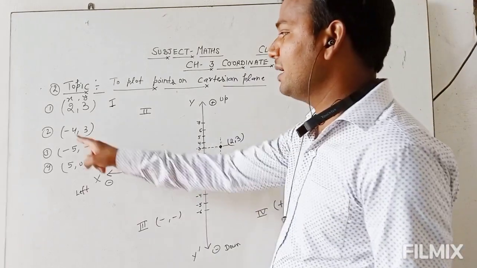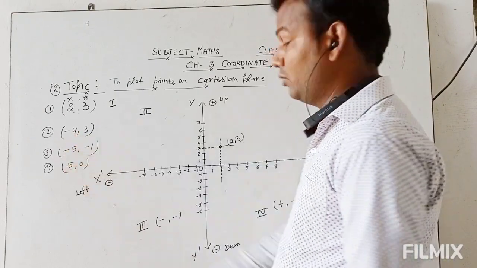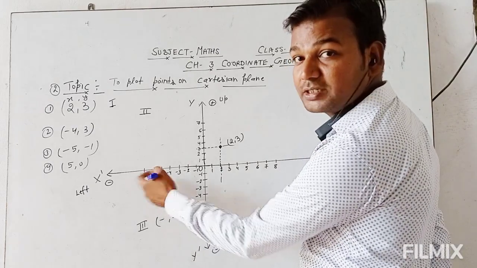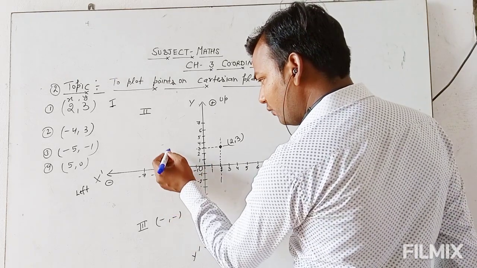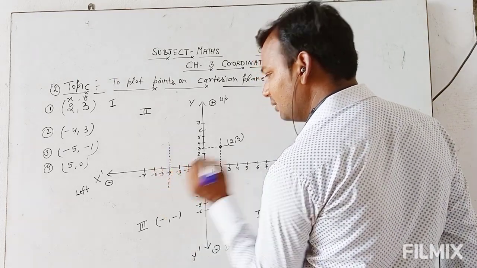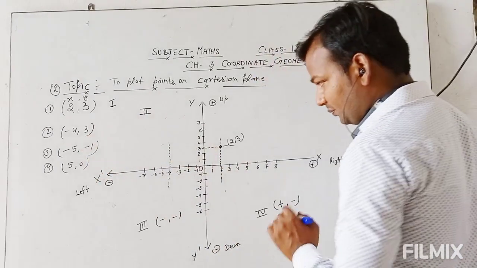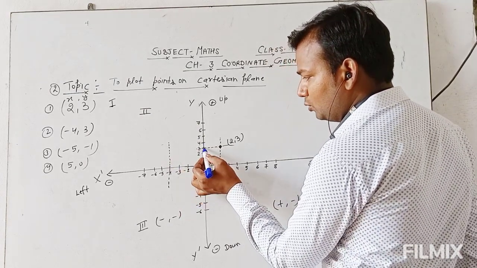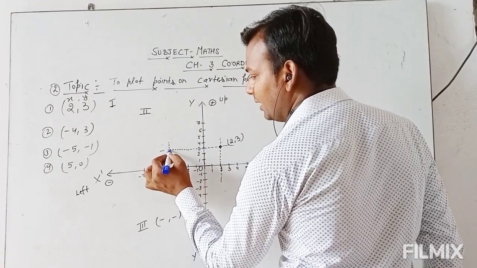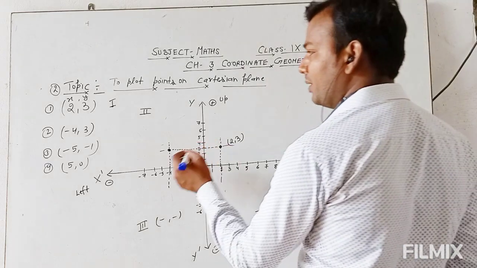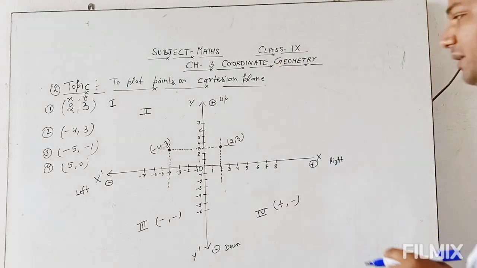Now the second point: here the x coordinate is -4 and the y coordinate is 3. Because the x coordinate is -4, it will lie on the left side of the x-axis. So -1, -2, -3, -4. At -4 draw a perpendicular like this. And here y is positive 3, so where is positive 3 on the y-axis: 1, 2, 3. Here it is. Again draw a perpendicular like this. The intersection point of these two perpendiculars is the representation of (-4, 3) on the Cartesian plane. Clear?